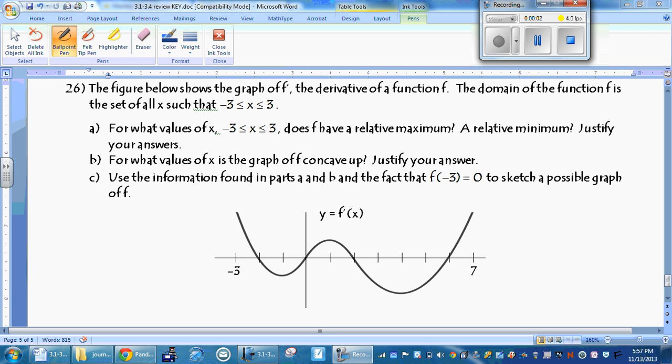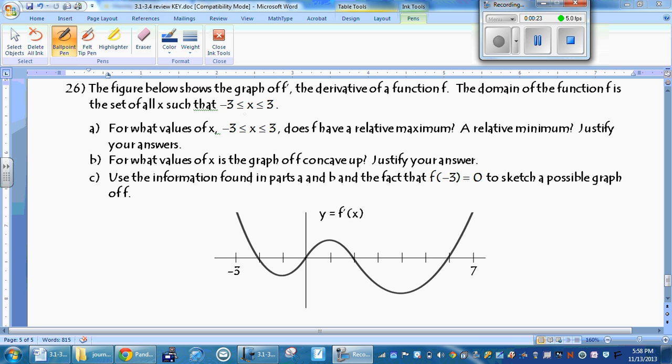In number 26, we're given the graph of the derivative of f of x from -3 to 3. We're asked to find the relative maximums, minimums, and justify our answers, and find out when the graph of f is concave up. Then we also want to graph this. So we can do part A here.